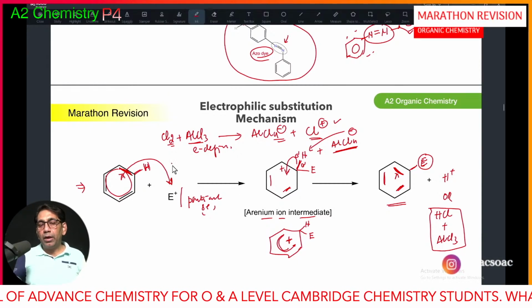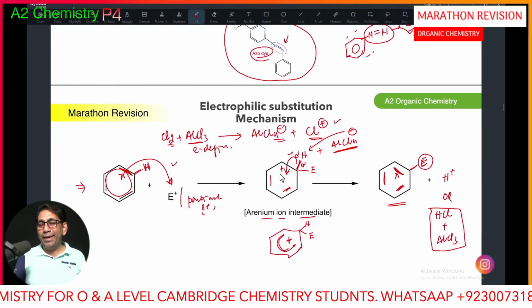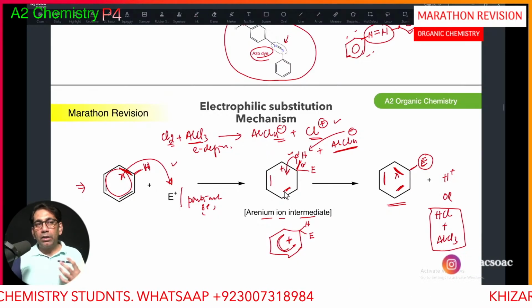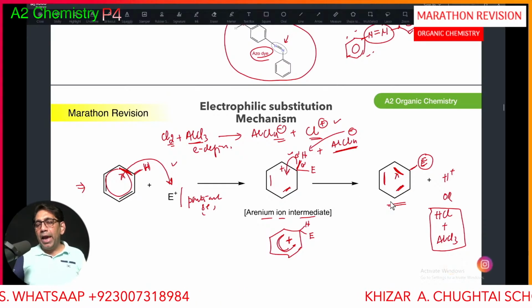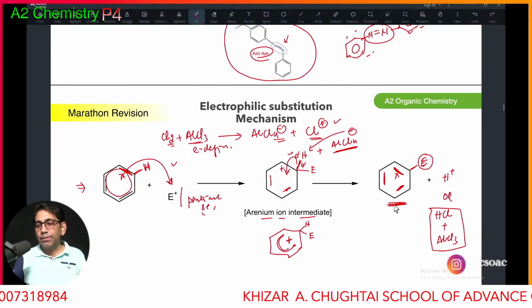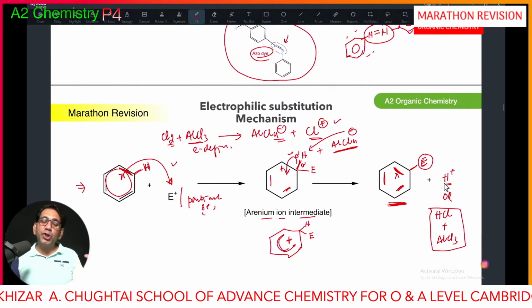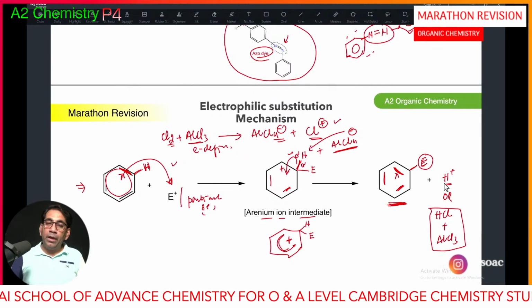This is the general mechanism. Every time you will mark two curly arrows, you will make the arenium ion intermediate. This is also said to be a pi complex or sigma complex intermediate. And this is the final substituted product plus H positive ion over here. This is the general mechanism to be reported.